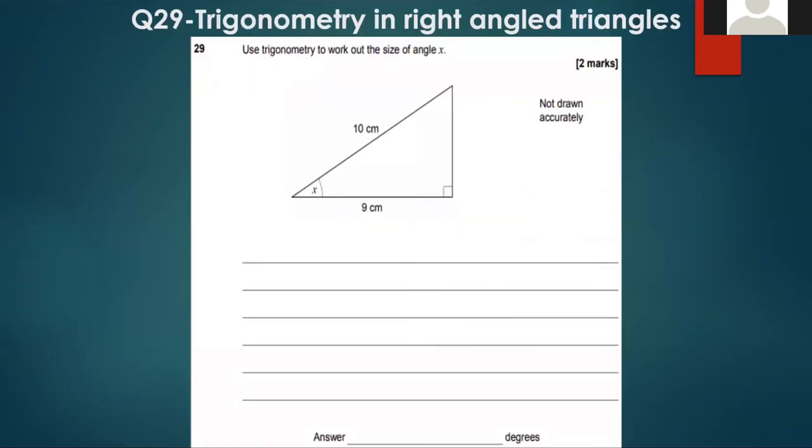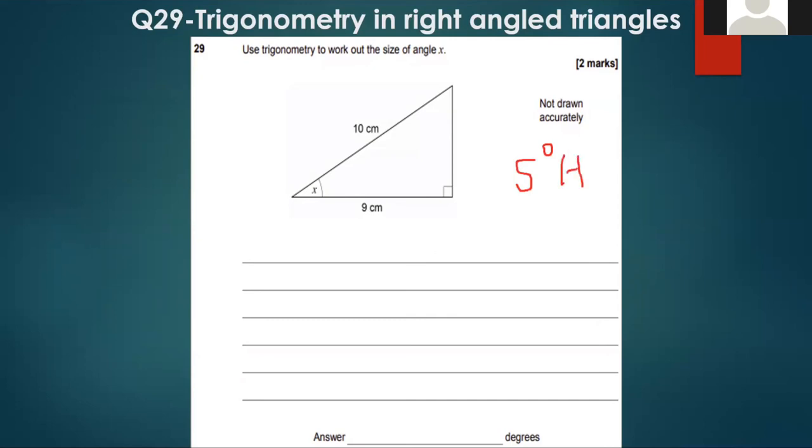Right, guys, question 29, actually. So this is the last question for today's lesson. Use trigonometry to work out the size of angle X. I've got angle X here, and I've got two lengths. It's a right-angled triangle, so I've got to use something called SOH CAH TOA.